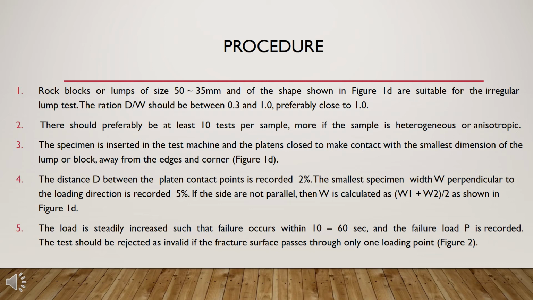Fourth, the distance D between the platen contact points is recorded to 2%. The smallest specimen width W perpendicular to the loading direction is recorded to 5%. If the sides are not parallel, then W is calculated as W1 plus W2 divided by 2, as shown in Figure 1D. Fifth, the load is steadily increased such that failure occurs within 10 to 60 seconds, and the failure load P is recorded. The test should be rejected as invalid if the fracture surface passes through only one loading point. Figure 2.